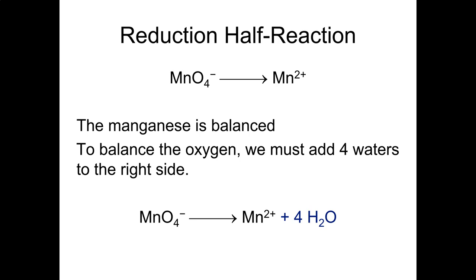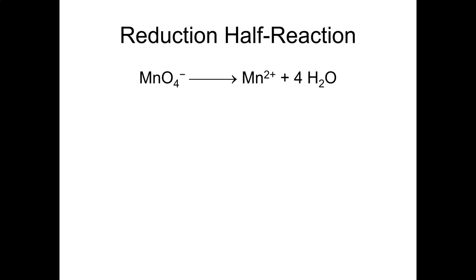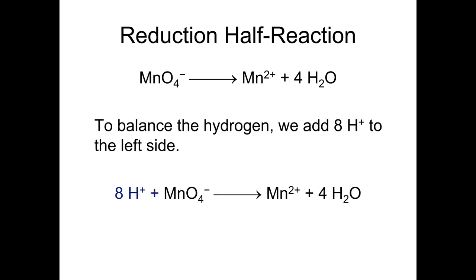When you do that, now your H's are messed up because you have none on the left, but you have 8 on the right. So how do you do that? You fix it. You put 8 H's on the left. So now you have 8 H's on the left and you have 8 H's on the right. You're good. Oxygen is balanced. Everything is balanced. Your elements are balanced, but the charge is not.